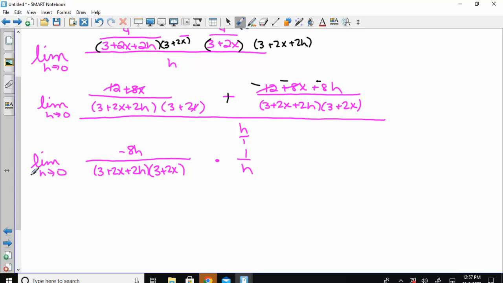What happens there? H's cancel. And that got rid of my problem. So now I can plug in 0 for my h. So we get negative 8 on top. On the bottom, we have 3 plus 2x times a 3 plus 2x, or I'm just going to write it as 3 plus 2x squared.